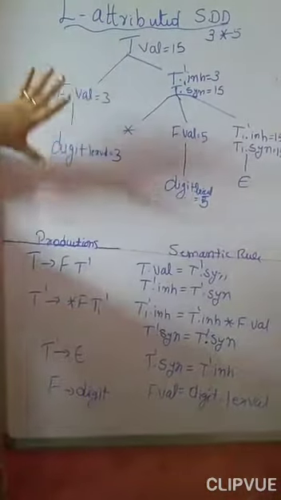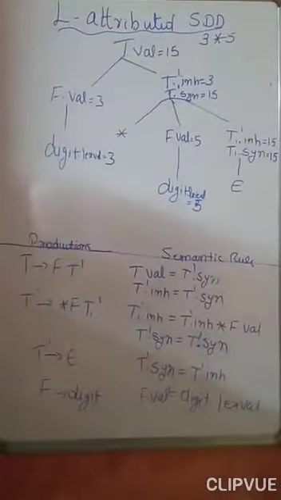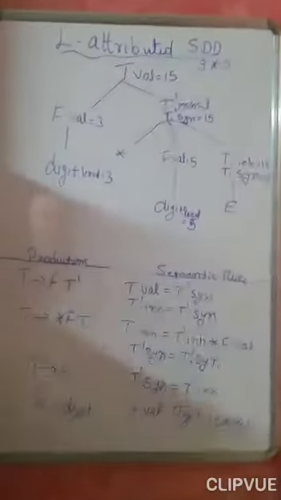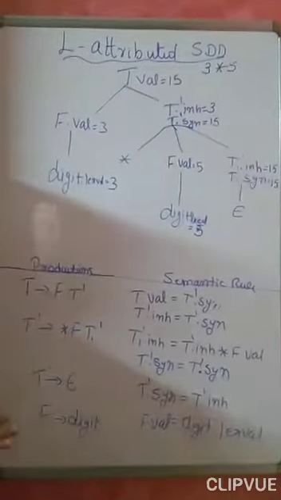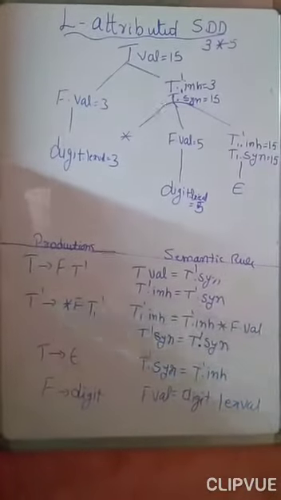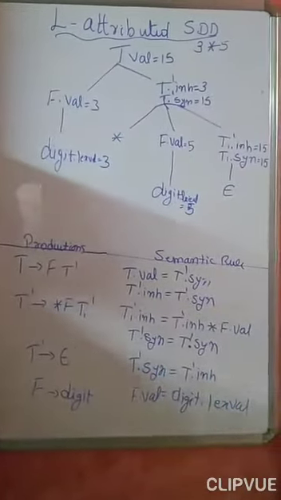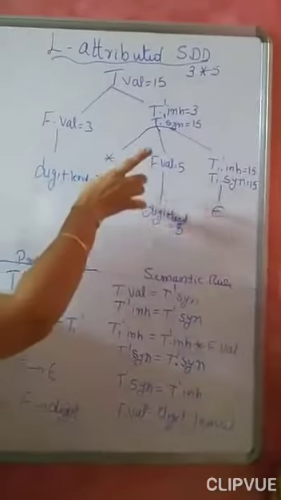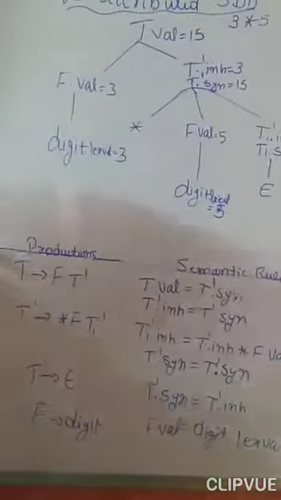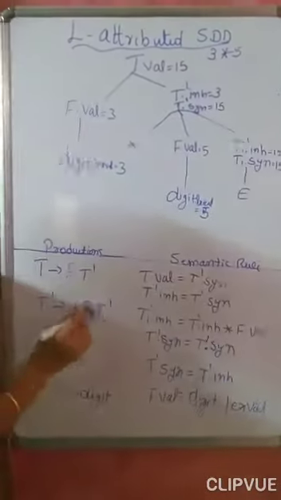Here I told you that an L-attributed SDD is an SDD which has both inherited attributes as well as synthesized attributes. It contains both inherited and synthesized attributes. Listen here carefully. I'll give an example of an inherited attribute here.